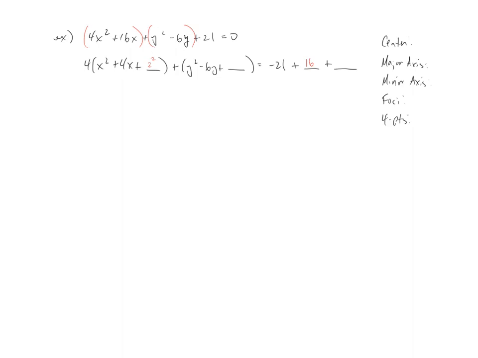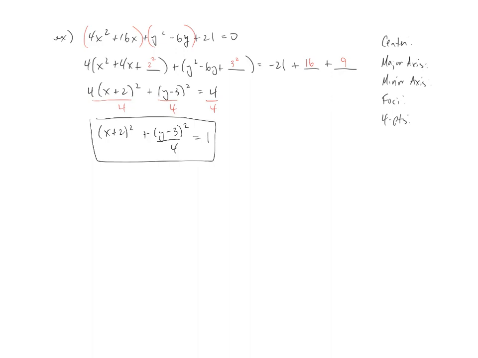Now for the second blank, half of 6 is 3, and we square it. If I put a 9 on the left, I need to put a 9 on the right. So this actually now factors into 4 times (x plus 2) squared plus (y minus 3) squared equals 4. And if I now divide everything by 4, I'm going to have my equation in standard form. I want to make sure I have that 1 on the right. So there's our equation in standard form.